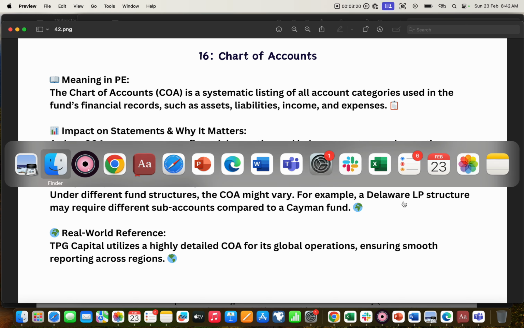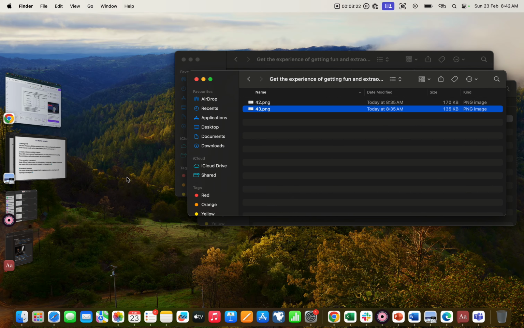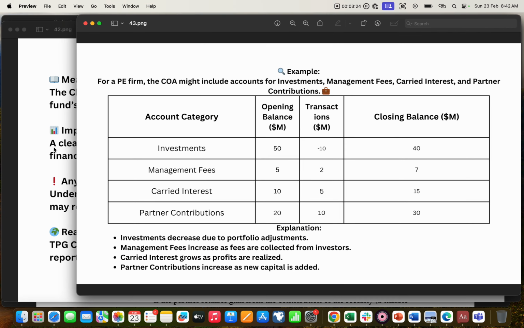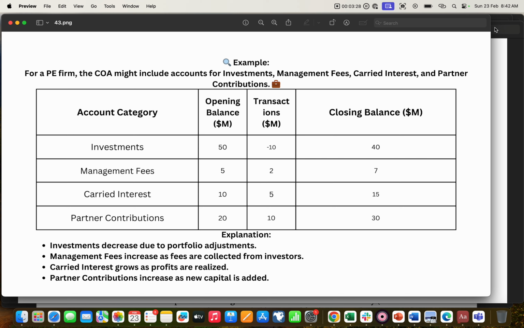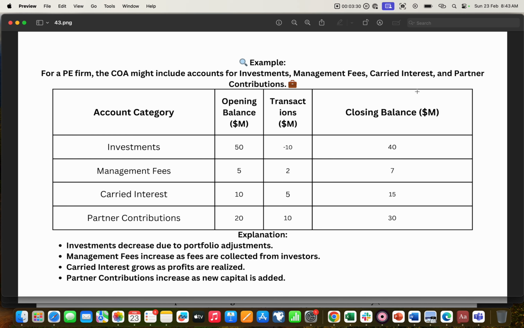Now we move to an example of an Excel file, how it measures and what parameters are taken to measure all these things. So here we see that for a PE firm, the COA might include accounts of investment, management fee, credit interest, and partner contribution. These are the four main terms in the PE firm, where mainly all the things about the PE fund are mentioned. So we take four main terms.